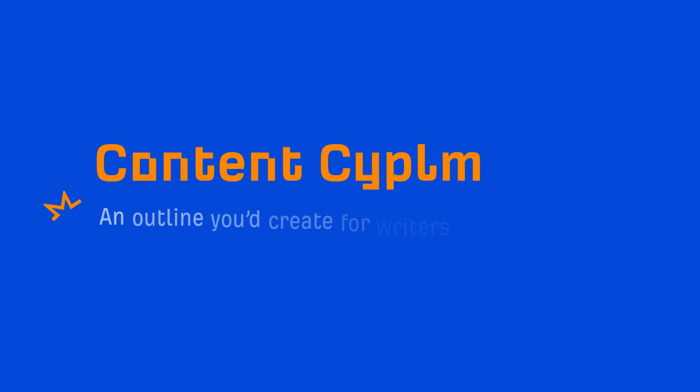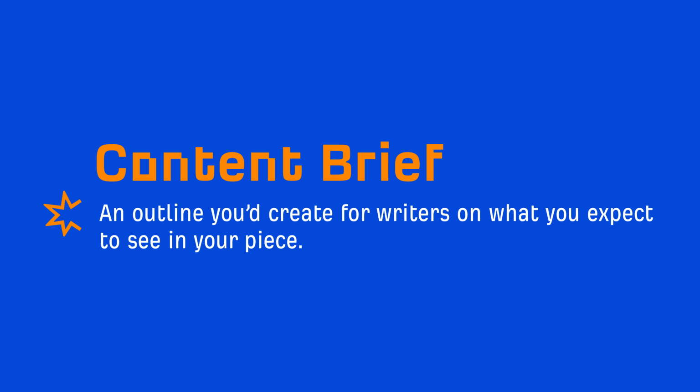All right, the next step is to prepare your content assets. In addition to SOPs, you'll need to do keyword research to build a bank of topics and create content briefs for writers before you assign them topics. Now, I won't get into keyword research because we have tons of tutorials that walk you through how to do it, but I do want to talk about the importance of content briefs and how to create them. So a content brief is basically an outline you'd create for writers on what you expect to see in your piece. And briefs are usually accompanied with an SOP.